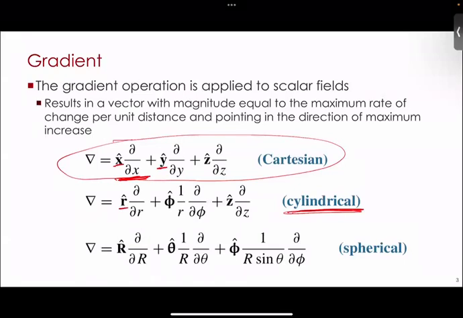Then we do the same thing. The only difference here, just be careful: you do the partial derivative with respect to phi first, then you divide by r.